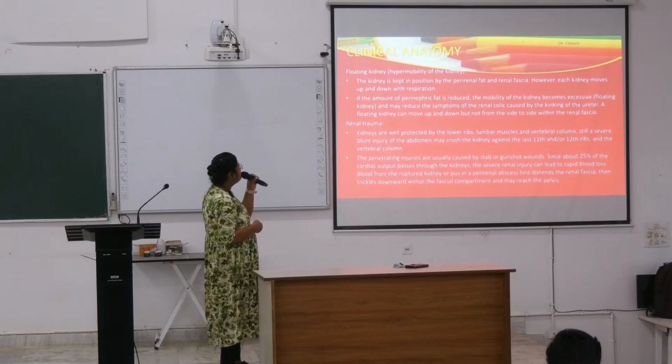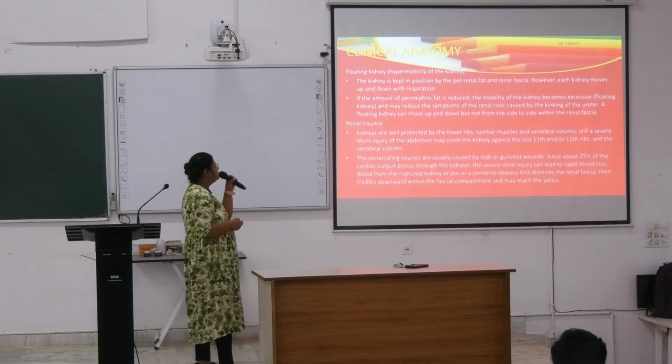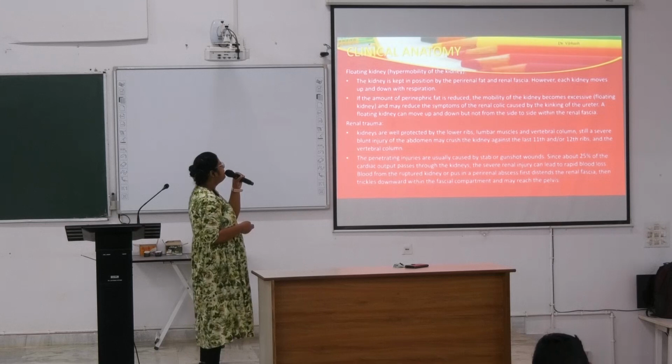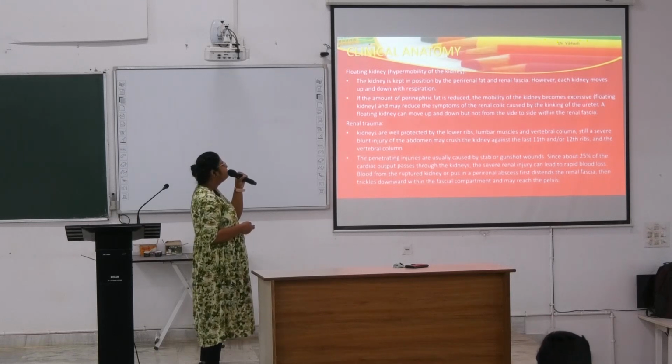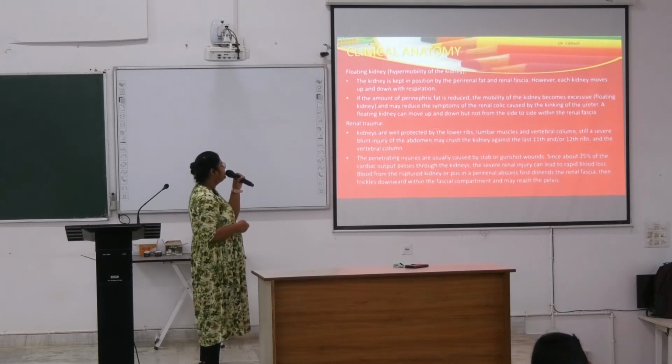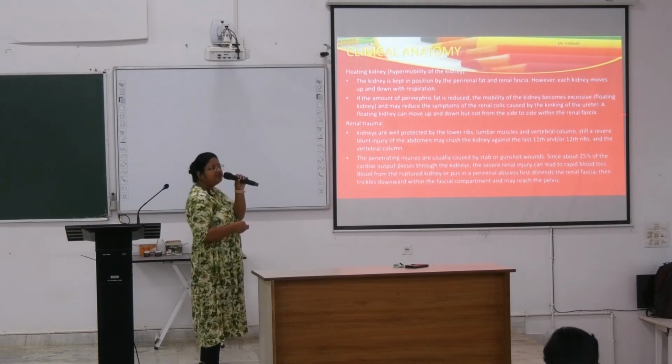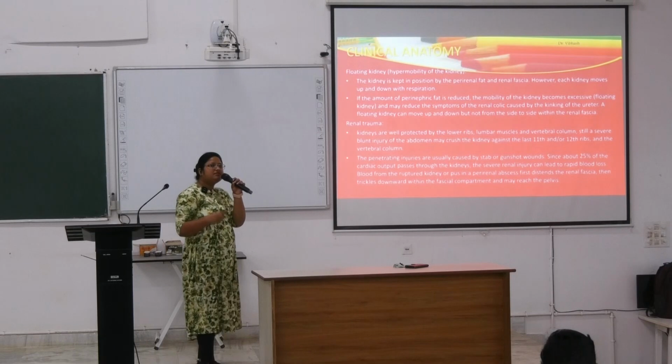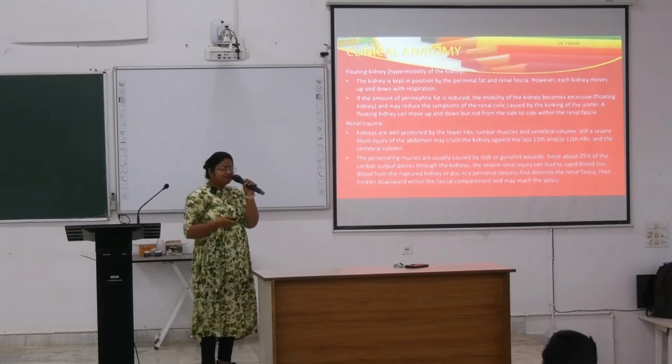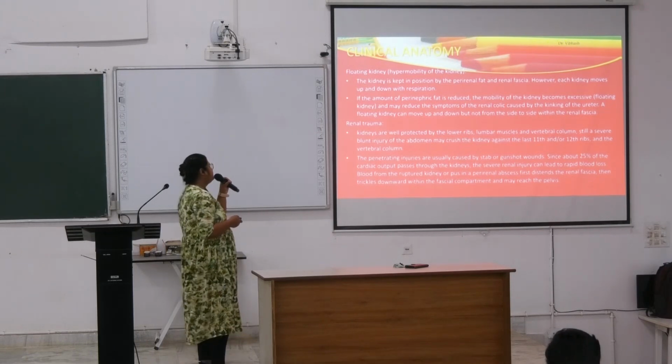That is known as floating kidney and may produce the symptoms of renal colic caused by the kinking of the ureter. And a floating kidney can move up and down but not from side to side within the renal fossa. Okay, so movement is occurring only in up and down, not from side to side.